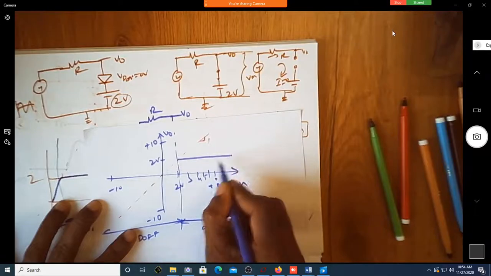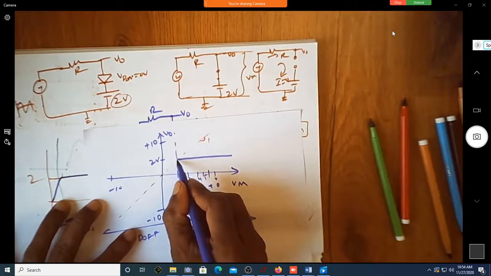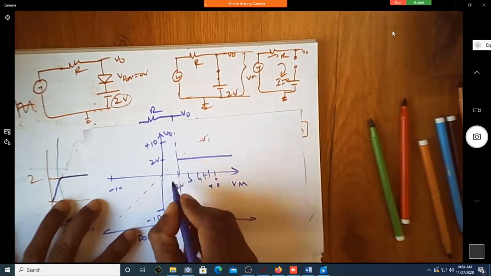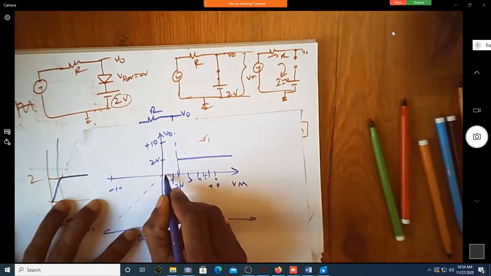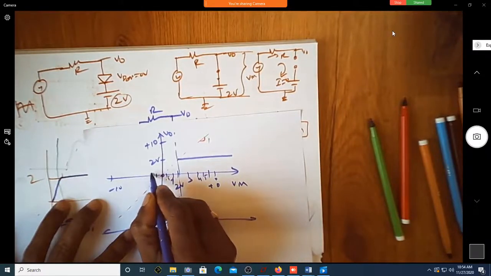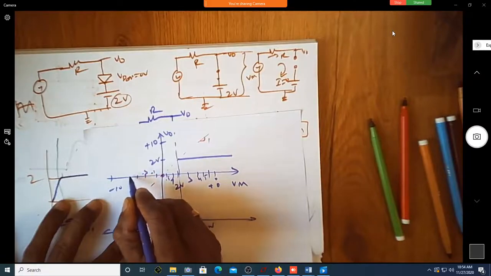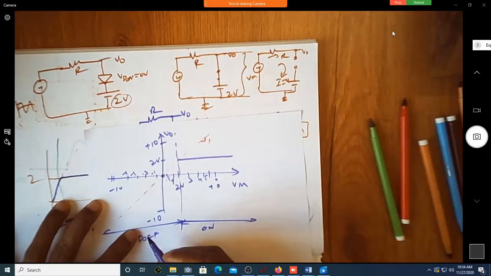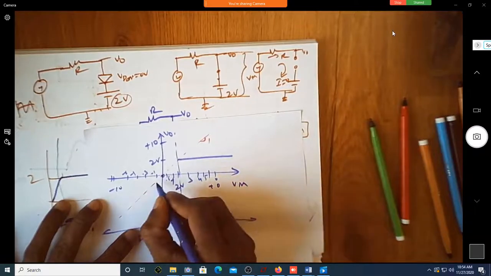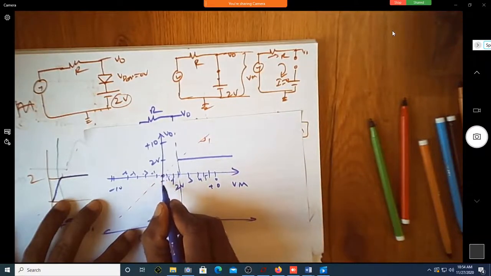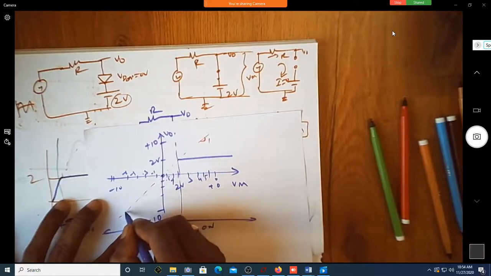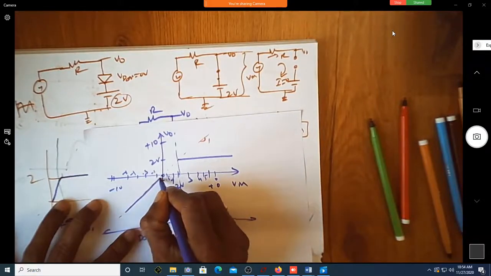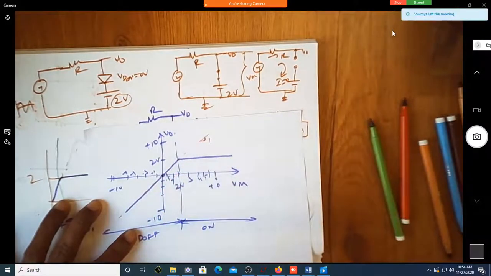For input voltages less than 2, say 1 volt, 0.5 volt, 0 volt, minus 1, minus 3, minus 5, minus 6, minus 10, what is the output voltage? It follows the input. V out follows V in: if the input is minus 1, minus 2, minus 3, it is on the same line. This is my transfer curve.